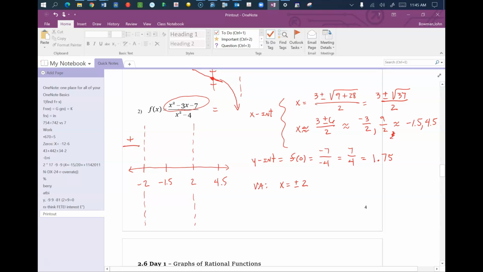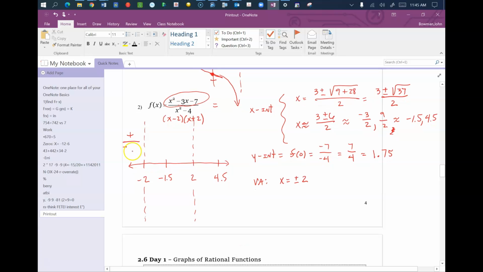In our denominator, it's a little bit easier. If we put it in factored form, x minus 2, x plus 2. So negative 2.1 minus 2 is negative. Negative 2.1 plus 2 is negative. And the result is going to be positive.